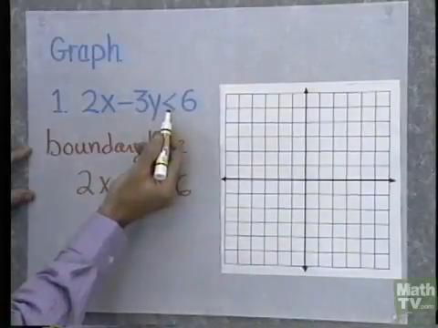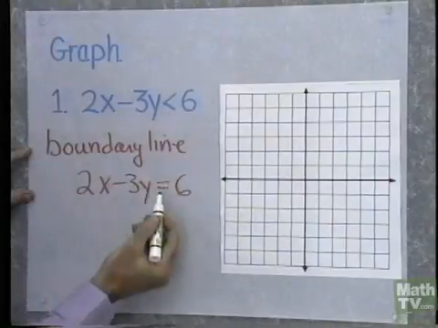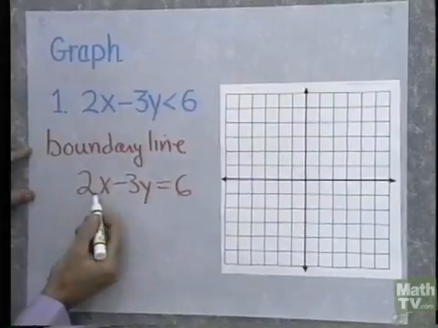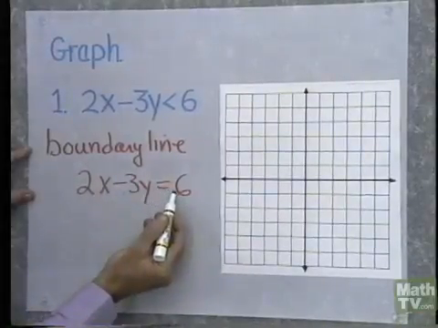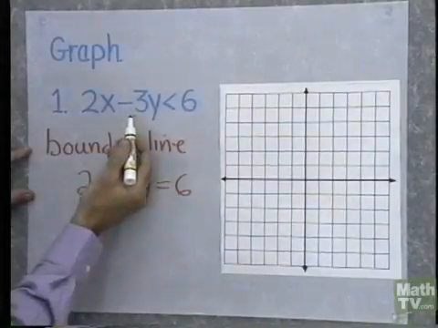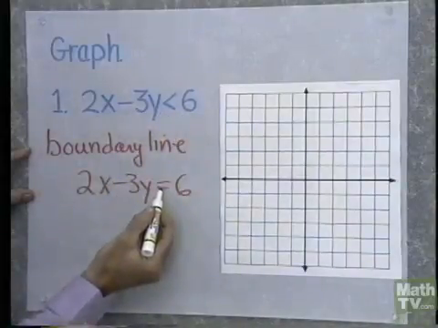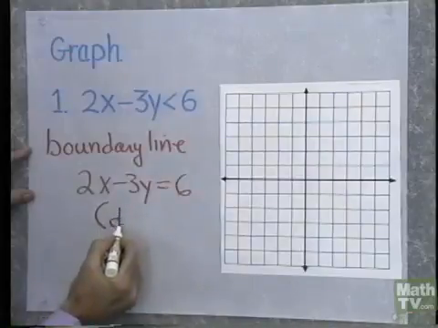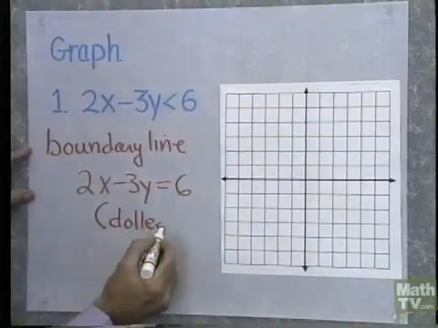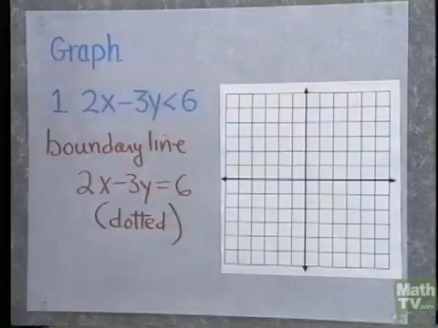But notice that this is a strictly less than symbol, so my boundary line is not going to be part of the solution set. That is, I don't want ordered pairs where 2x minus 3y is equal to 6. I want the ones where 2x minus 3y is strictly less than 6. So because the boundary itself is not part of the solution, I'm going to graph it with a dotted line, or a broken line, you might say.